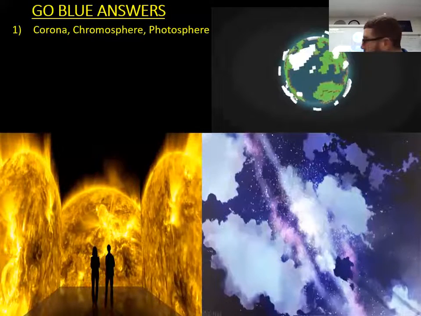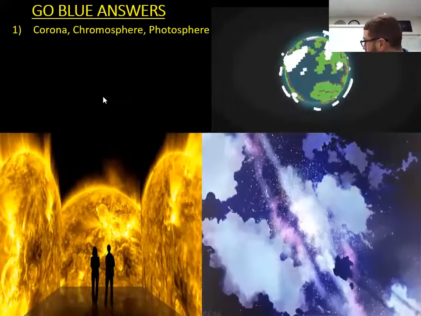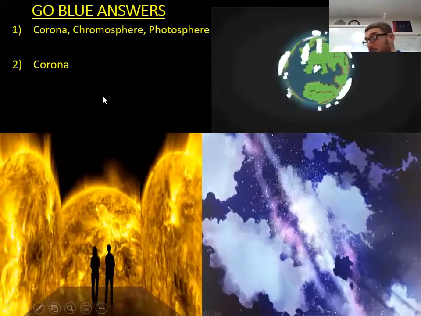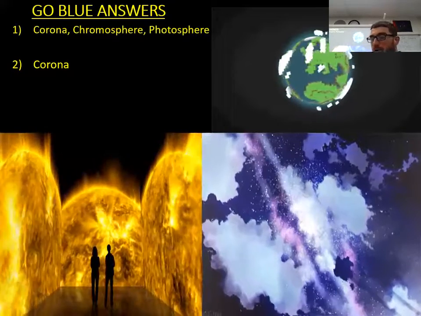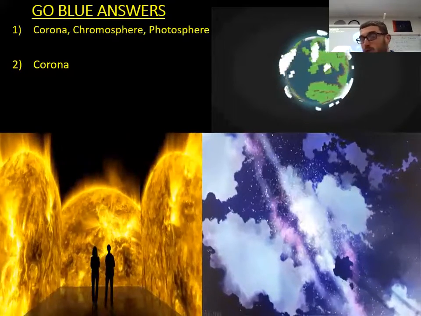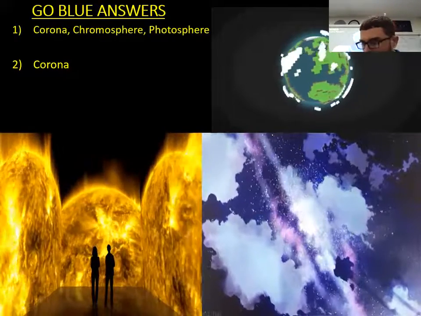Number two is going to be which of those is the hottest of the three? And it is going to be the corona, right? So surprisingly enough, the outermost layer is the hottest. When we talk about corona, that's a Latin term for crown, because the rays of the sun, which are the corona, look like a crown.